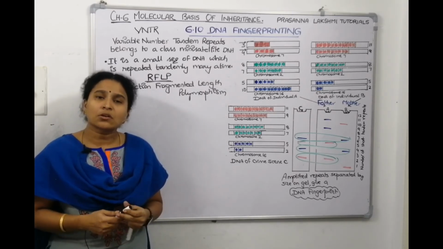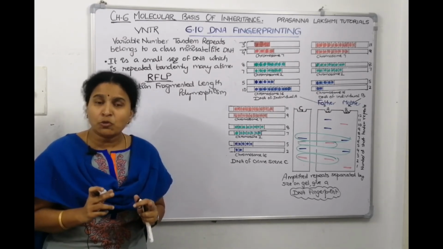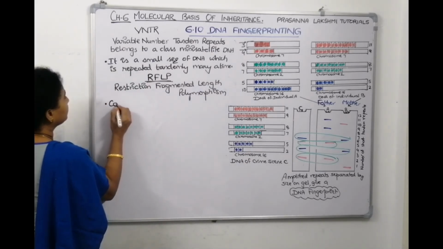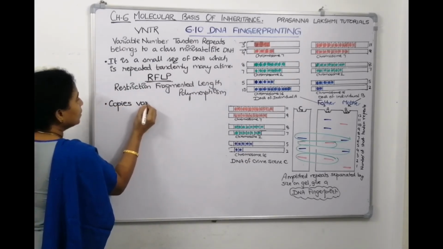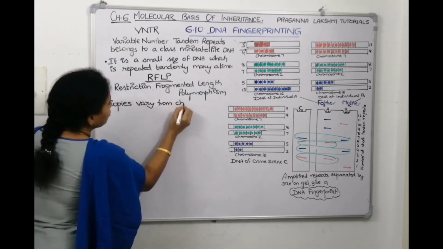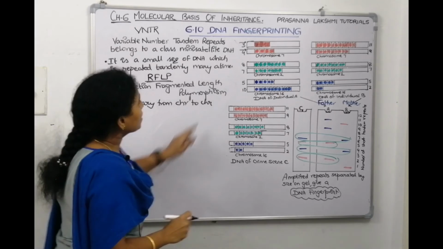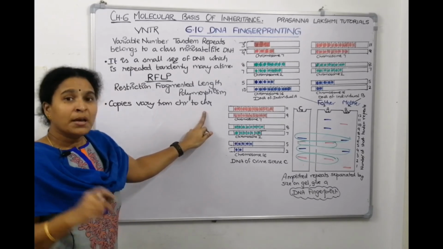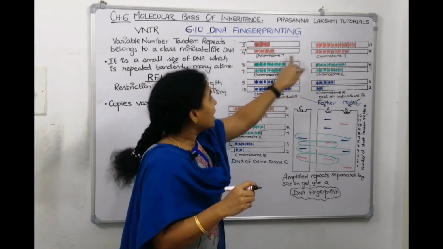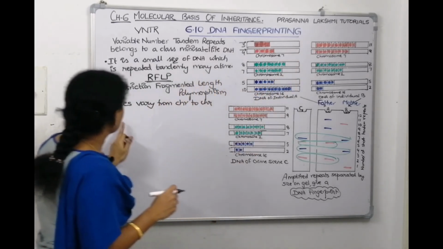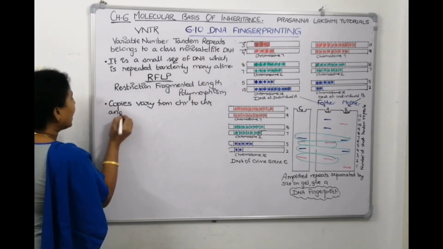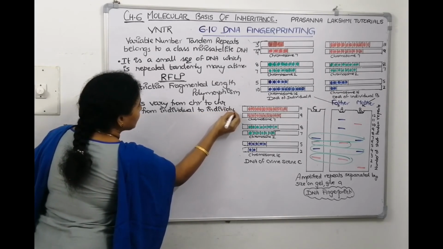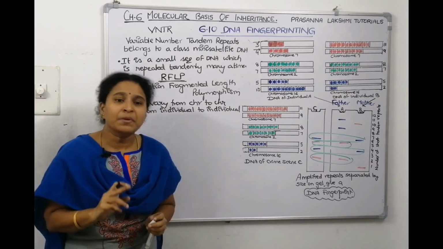And the copies vary from chromosome to chromosome. The number of copies 3, number of copies 4, like that. VNTR copies vary from chromosome to chromosome. Can you see? In this chromosome there are 3, in this chromosome there are 8, in this chromosome there are 5. They are varying from chromosome to chromosome, and from individual to individual also. Same 7th chromosome, in this individual there are 9 copies and 11 copies. Correct?